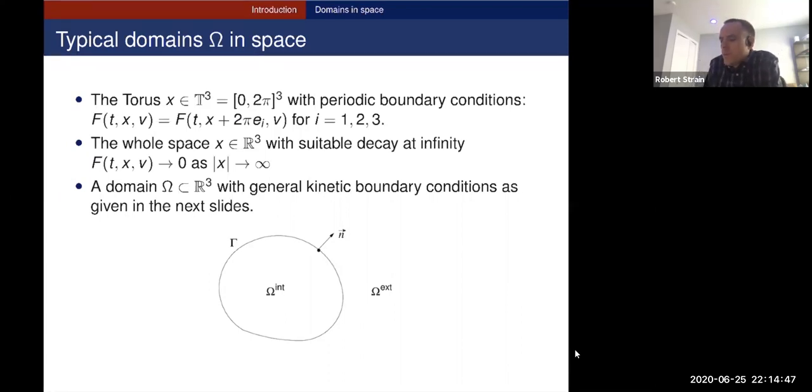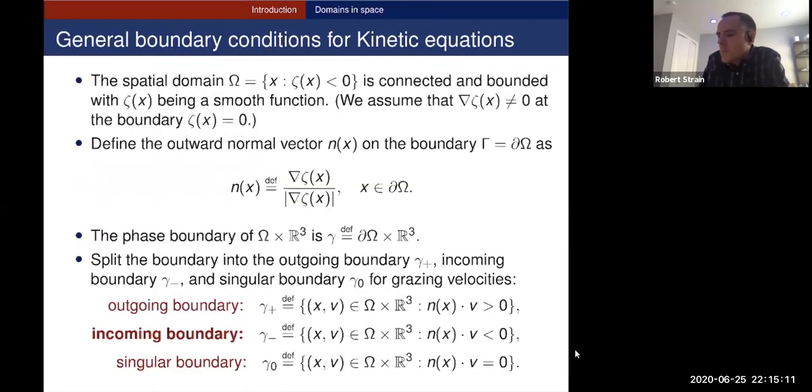But you also can have bounded domains. So a domain Omega, a subset of R^3, can have general kinetic boundary conditions. You have a domain here, and I call Omega interior the interior, and Omega exterior the exterior, and Gamma is the boundary, and n is the normal vector. And then, it takes 2 slides to explain the boundary conditions mathematically.